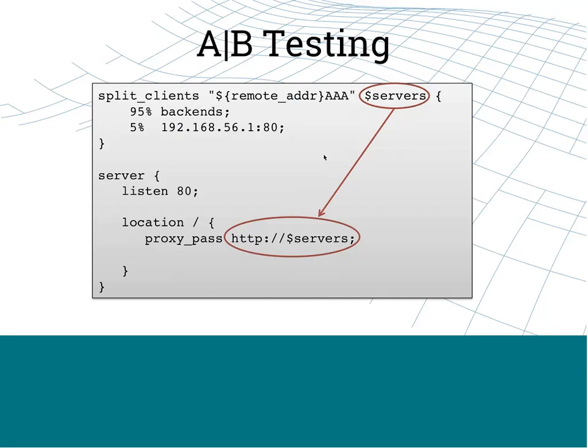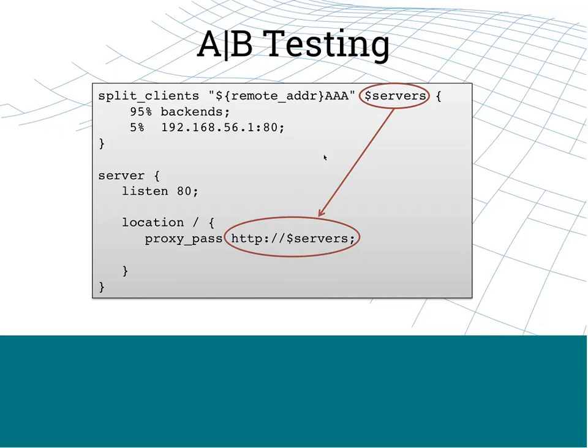The split clients directive can be used to take a key, such as the user's source IP address, and map it to several different values. In this case, 95% of the time, the user's source address will be mapped to a string called backends. 5% of the time, it's mapped to an explicit IP address and port. This is the new test server. And that value is stored in the variable $servers.